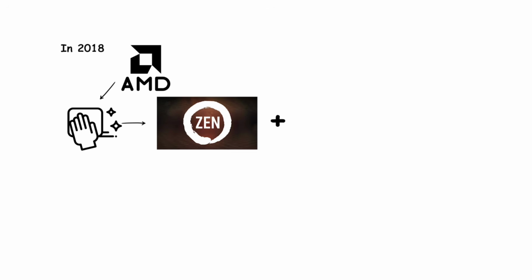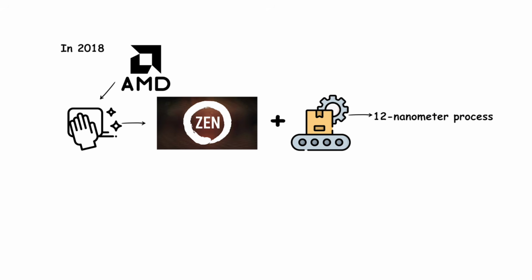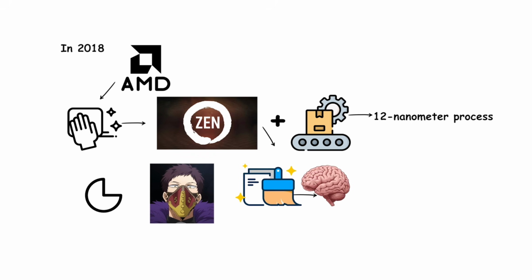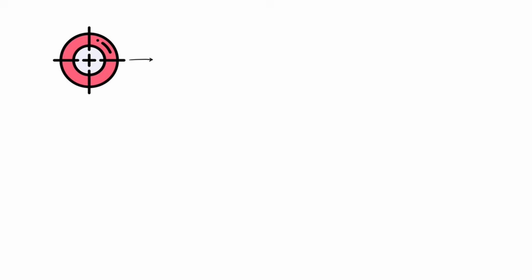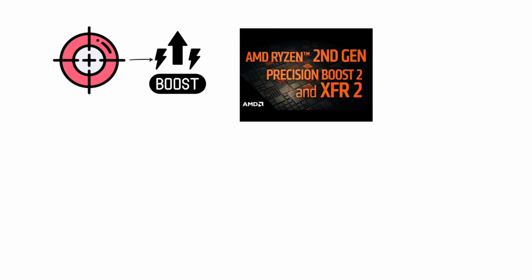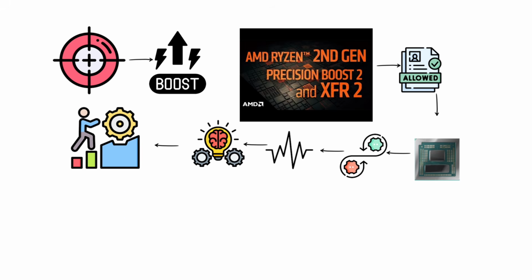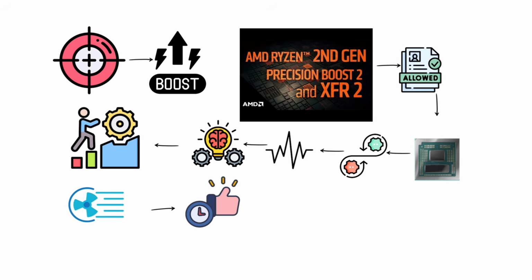Zen Plus. In 2018, AMD refined the Zen design into Zen Plus, produced on a 12-nanometer process. While it was not a complete architectural overhaul, Zen Plus brought lower cache and memory latencies, slightly higher clock speeds, and improved efficiency. The Precision Boost 2 and XFR2 features allowed processors to dynamically adjust their frequencies more intelligently based on workload and cooling, resulting in better real-world performance.